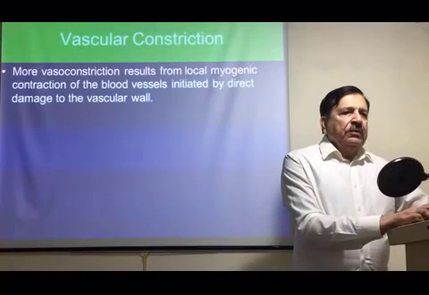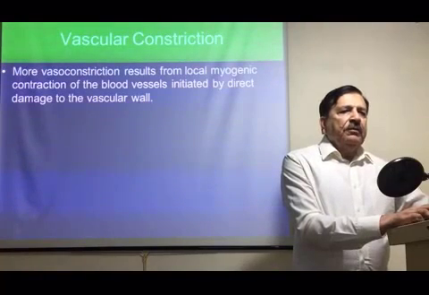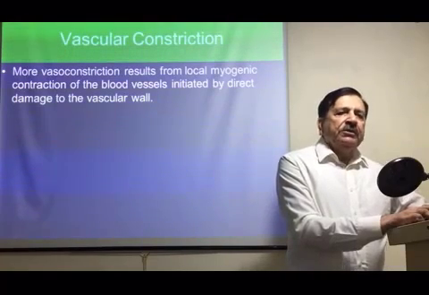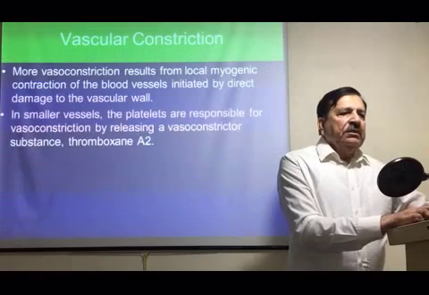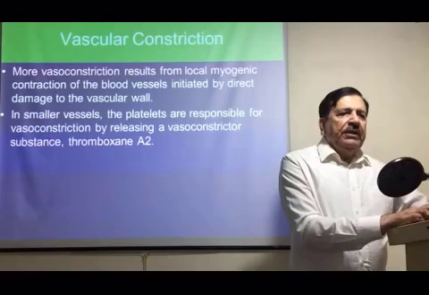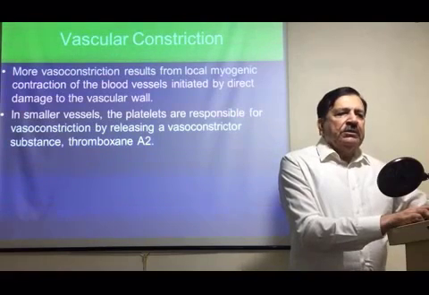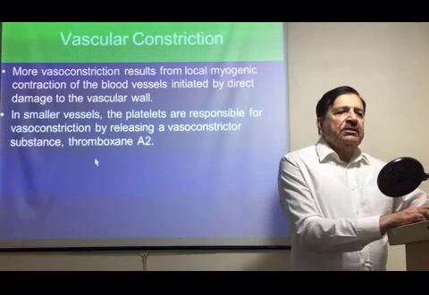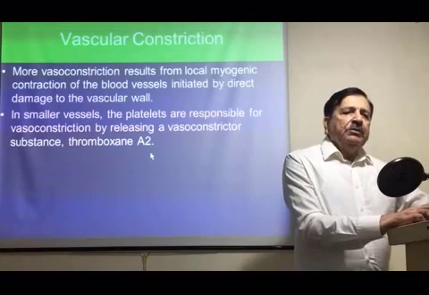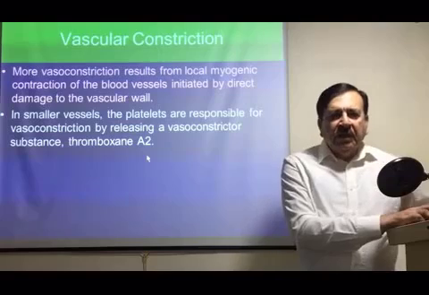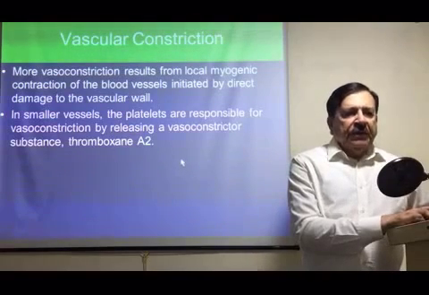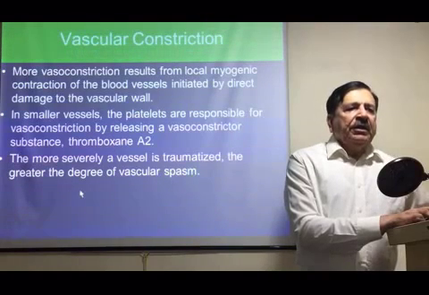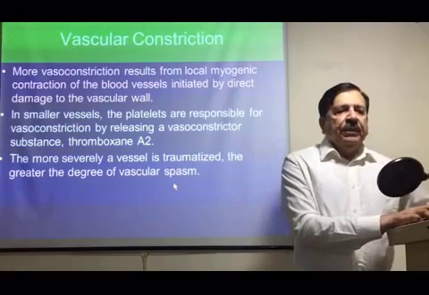More vascular constriction results from local myogenic contraction of the blood vessel initiated by direct damage to the vessel wall, as I told you. And in smaller vessels, the platelets are responsible for vasoconstriction by releasing a vasoconstrictor substance, thromboxane A2. A2 is present in the granules of the platelet and they cause vasoconstriction. The more severely a vessel is traumatized, the greater the degree of vascular spasm.